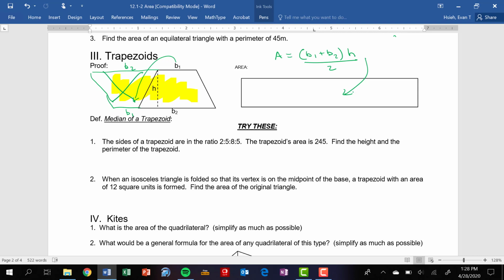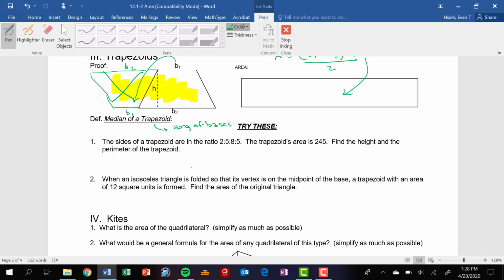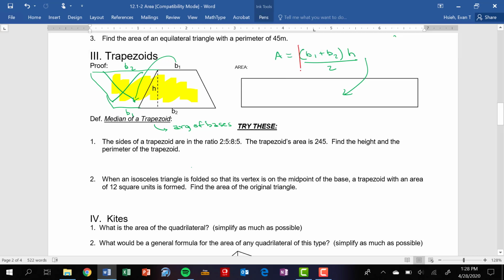Sometimes folks will define the area of a trapezoid in terms of the median. The median is just the average of the bases. So in this case, the average of the bases is just going to be this portion right here. And so sometimes they'll define it as the area is equal to the median times the height. Something to keep in the back of your minds there.